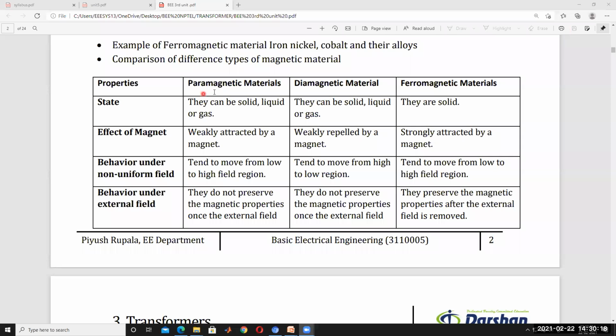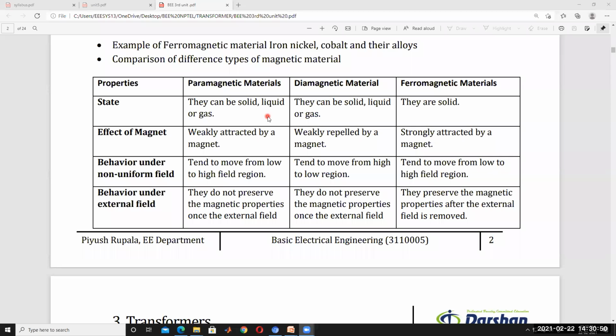So, the properties of paramagnetic, diamagnetic and ferromagnetic materials, and the differences. First, paramagnetic materials can be available in the form of solid, liquid and gas. Diamagnetic materials are also solid, liquid or gas, the same. But ferromagnetic materials are available in the form of solid only.